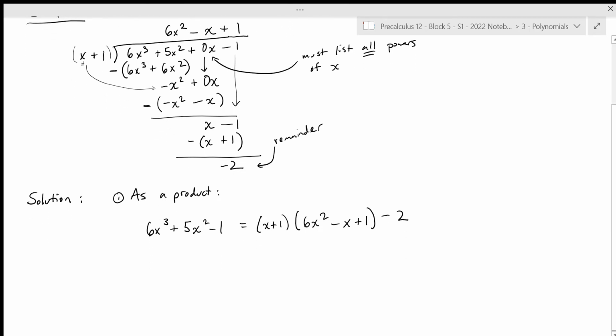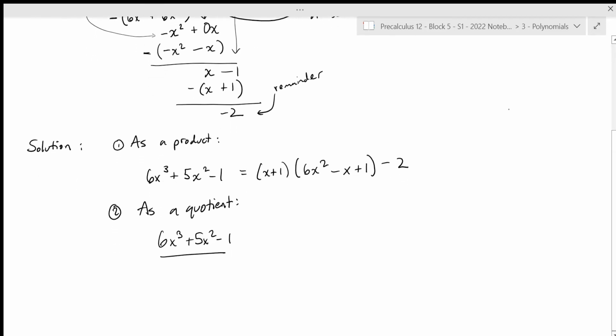We can also say, well, let's divide both sides. We can show it as a quotient with a fraction added on. So the fraction generally is whatever you're left with divided by what you were dividing. So that would be 6x cubed plus 5x squared minus 1 divided by x plus 1 is equal to 6x squared minus x plus 1 minus 2, but over x plus 1. So that's what you get when you divide. So there's that sort of extra 2 because x plus 1 doesn't go in evenly.